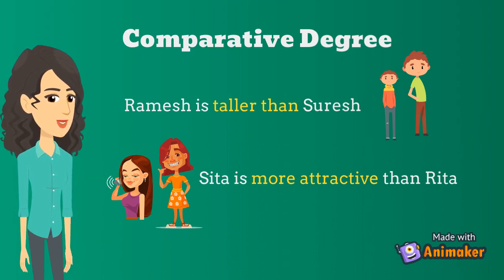Some adjectives have irregular forms. Here in this example, Sita is more attractive than Rita. More attractive is an adjective that compares Sita and Rita. Not all comparative forms can be formed by adding er to the adjectives.